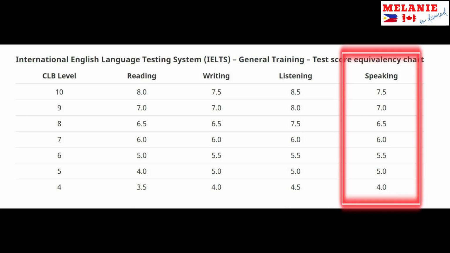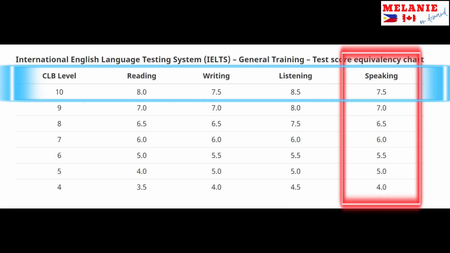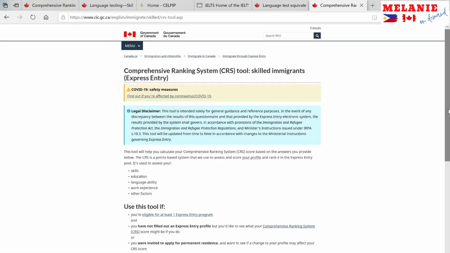IELTS band score 7.5 is already CLB 10, meaning IELTS band score of 8.0 is even higher than CLB 10. There is CLB 11 and CLB 12, but the maximum points awarded for each language test skill is the same if you get CLB 10, 11, or 12. So, IELTS speaking band score of 8.0 will be considered as CLB 10 for CRS score calculation.